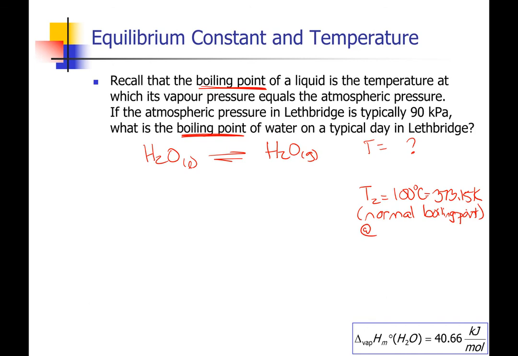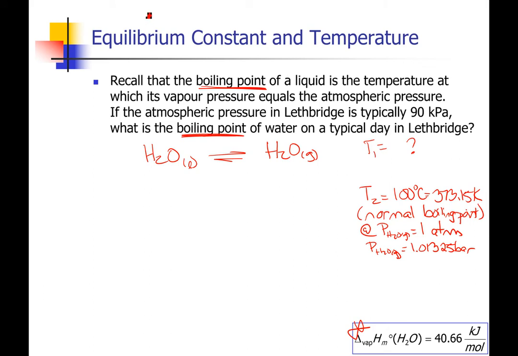And that is for a pressure equal to 1 atmosphere, or 1.01325 bars. Okay, so we're getting somewhere. We've also been given the standard enthalpy change for this process.